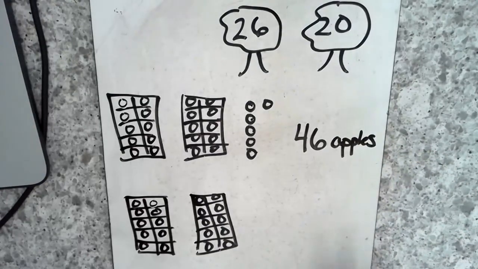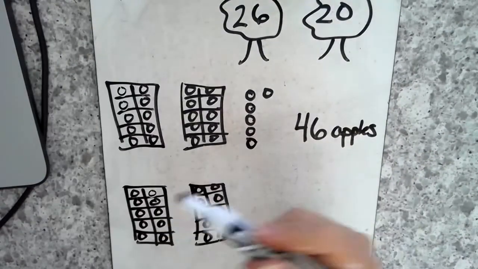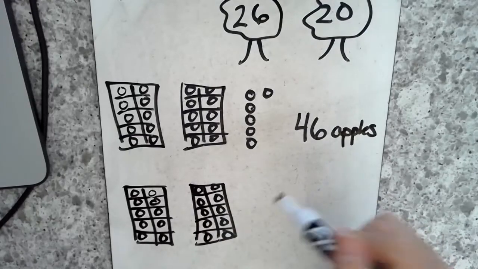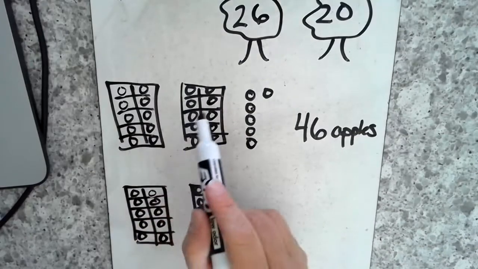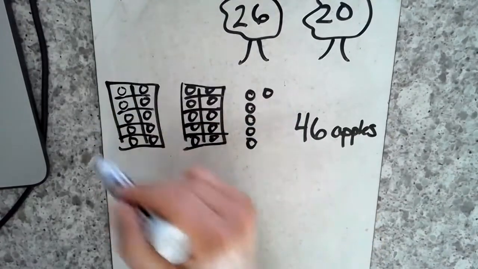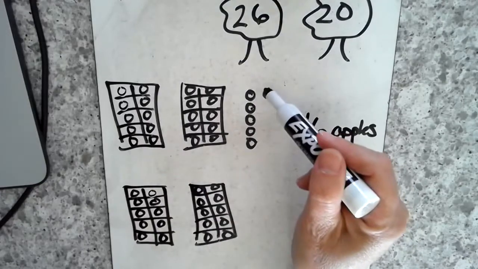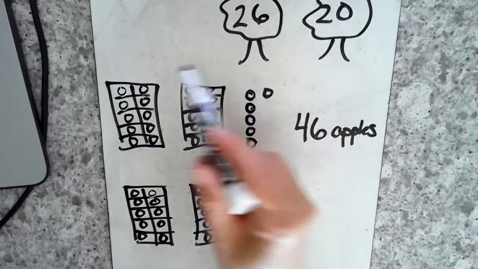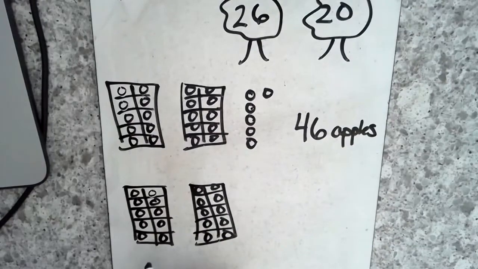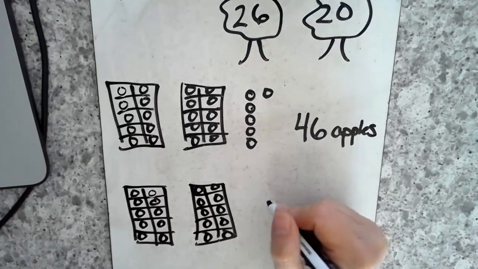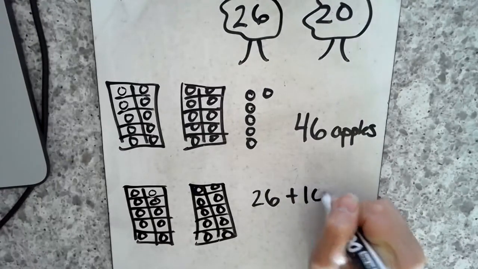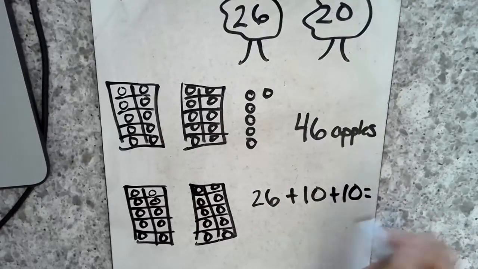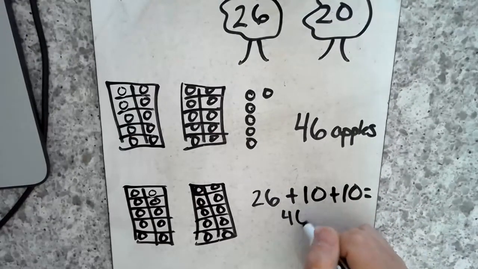But your brain might have done something a little bit different. We've been talking a lot about counting by tens from another number other than 10. And you can do that with this problem. You can start with David's group of apples, 26, and just say 26, and then start counting by tens. So 26, 36, 46. So there are 46 apples. And if I were to write that out, it would look something like this. 26 plus 10 plus 10 equals 46.